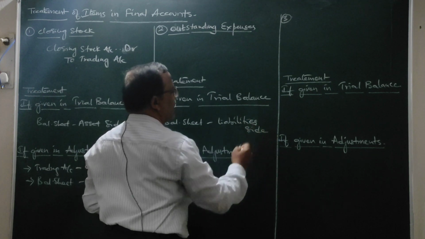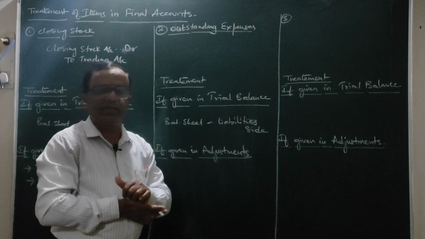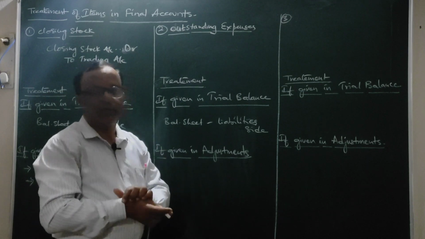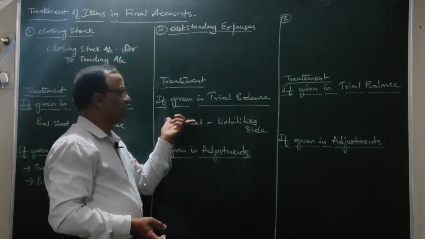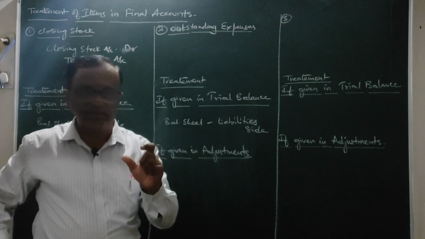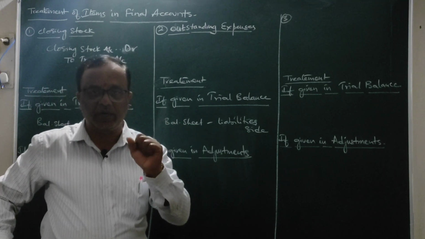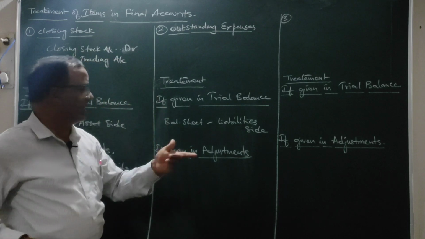See, on the liability side, anything which is payable to others, to outsiders, is a liability to us. In other words, the money which is to be paid is a liability. As such, outstanding expense is a liability. Just like outstanding salary, if it is given in the trial balance, you are going to write it on the balance sheet liability side. Outstanding wages, if given in the trial balance, go on the balance sheet liability side, something like that.